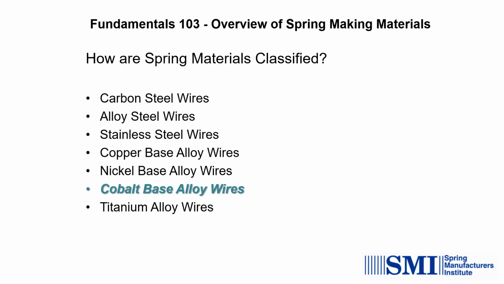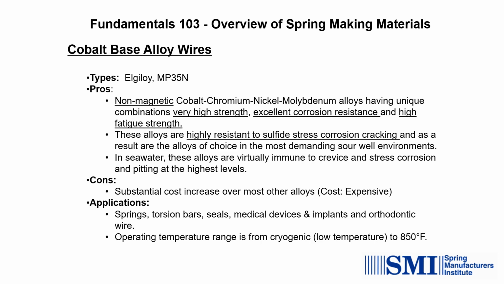Next on the list is cobalt-based alloy wires. Types: Elgiloy and MP35N. Pros: non-magnetic. Cobalt, chromium, nickel, molybdenum alloys having unique combinations, very high strength, excellent corrosion resistance, and high fatigue strength. These alloys are highly resistant to sulfide stress corrosion cracking, and as a result are the alloy of choice in the most demanding sour well environments. In seawater, these alloys are virtually immune to crevice and stress corrosion and pitting at the highest levels.